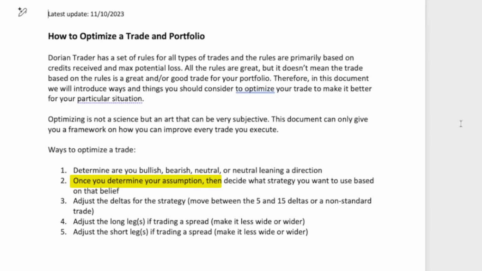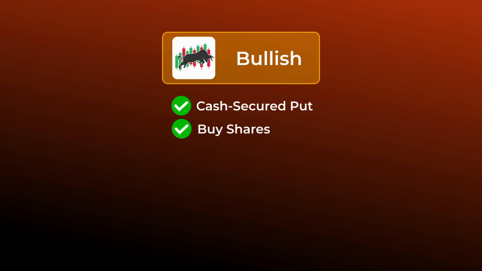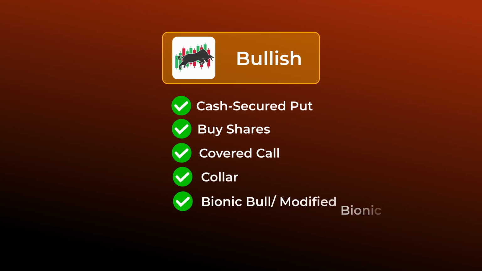Number 2, once you determine your assumption, then decide what strategy you want to use based on that belief. For example, if you're bullish, you can decide to do something like a cash secured put, which is bullish. You can decide to just buy shares, which we all know is bullish. You can decide to do a covered call, which is bullish. You can decide to do a collar, which is bullish. You can decide to do a Bonnet Bull or a modified Bonnet Bull, which is both bullish. You can just simply buy a call, which is bullish. So it's a number of different ways, you guys. This is just some of the things that popped up in my head at this point of being bullish.